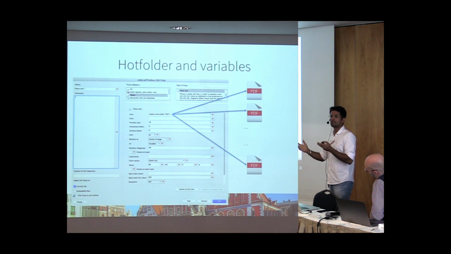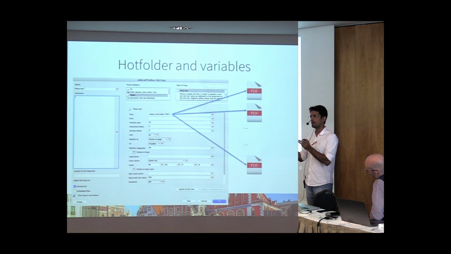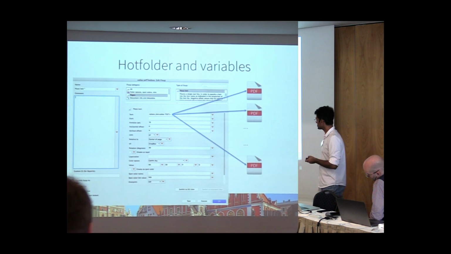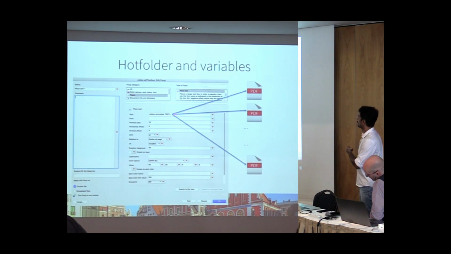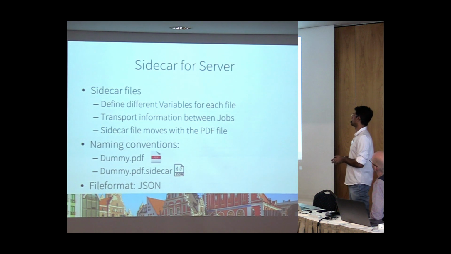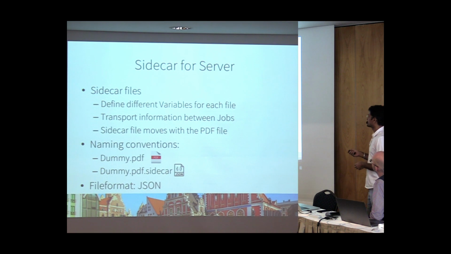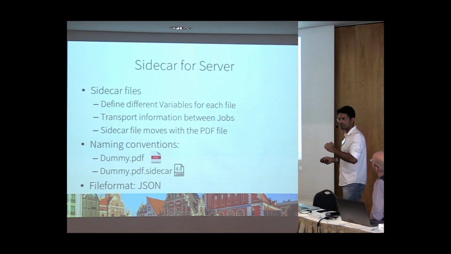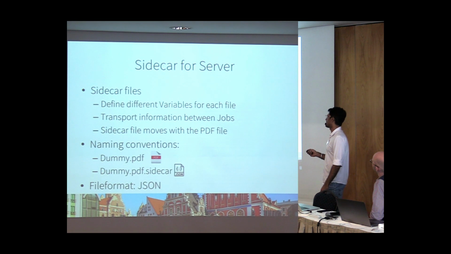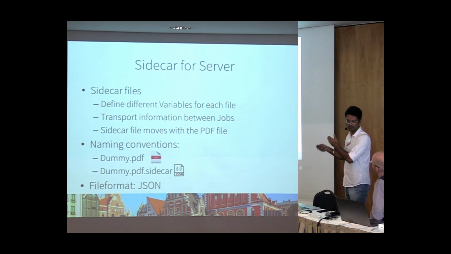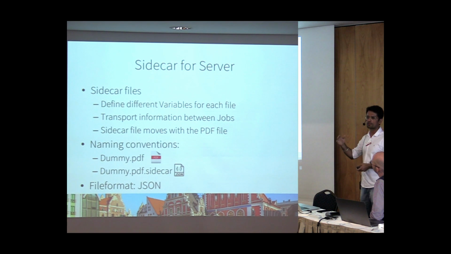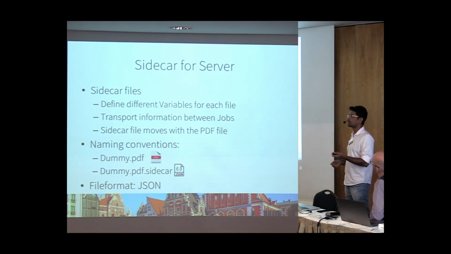But what if you want to place different variable values in different PDF files? So if you want to have callas test in the first PDF, and some other text in the second PDF, that you can achieve by sidecar files. So as I said, sidecar files let you define different variables for each file. You can transport information between jobs. So the job that I created before, you can transport information between them. And important to note is that the sidecar file moves with the PDF file.